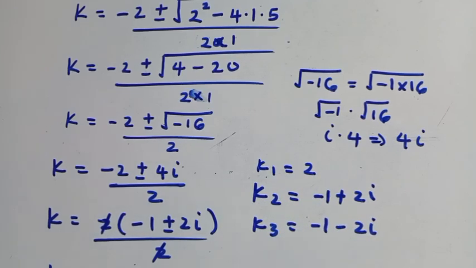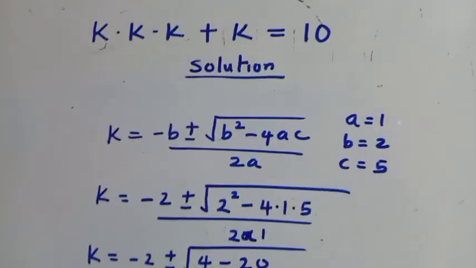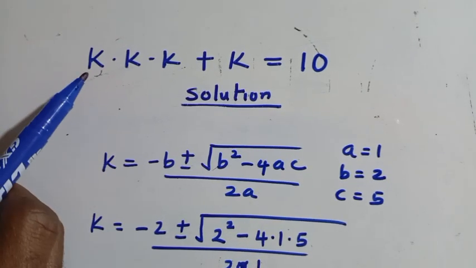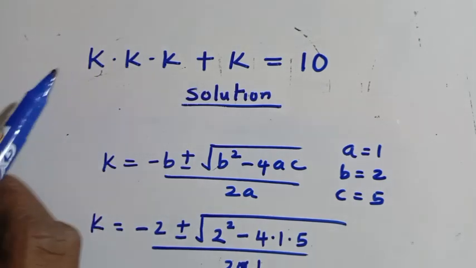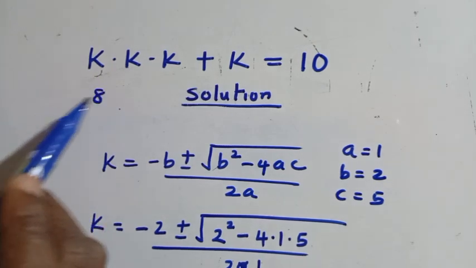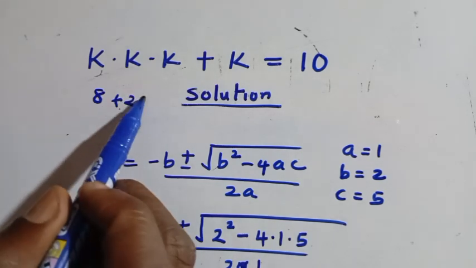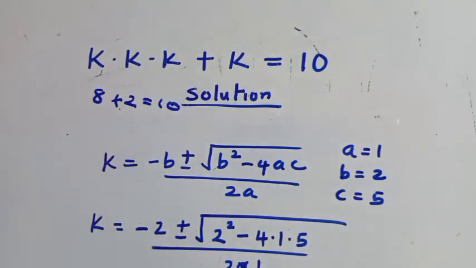And from the look of things, if we substitute the value k equals 2 here, we are going to get the result as 10, as 2 multiplied by 2 multiplied by 2 gives us 8, plus 2. And 8 plus 2 here equals 10. And we can also verify for the other two complex solutions, and they are going to be equal.